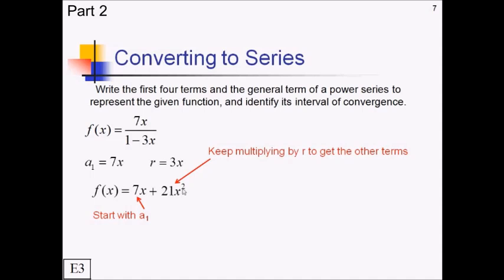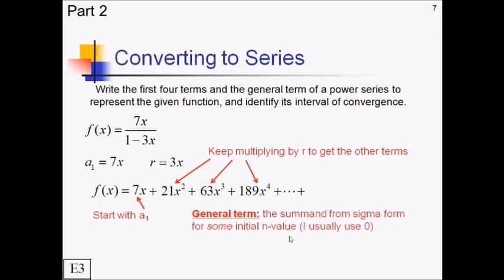All right, so 21x squared times 3x is 63x cubed. And then we'll have 189x to the 4th. And now we have to deal with the general term. So I'm going to write plus dot dot dot plus, and we'll talk about the general term now. So for this general term, we're essentially just asking for the summand from sigma form.